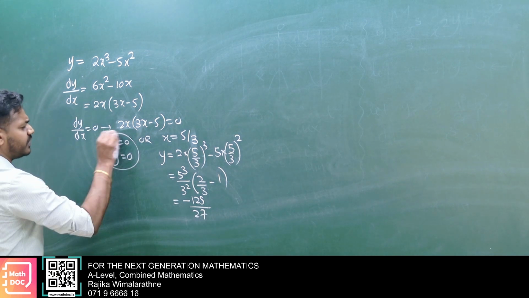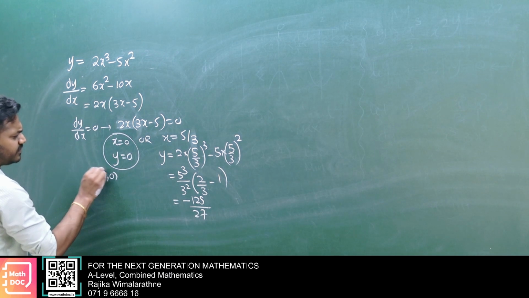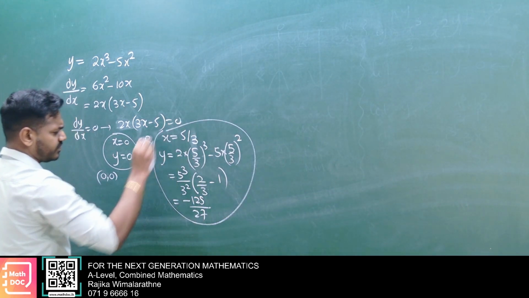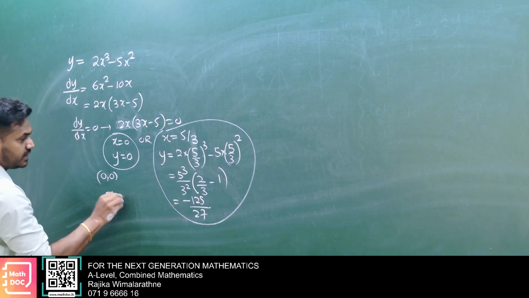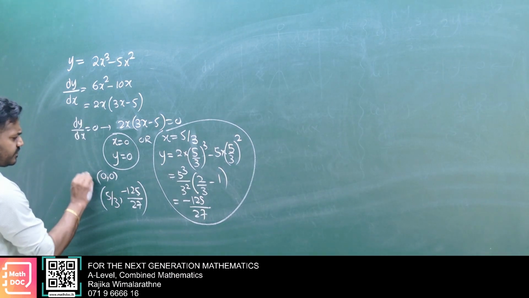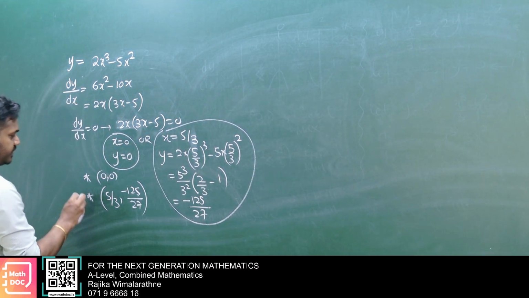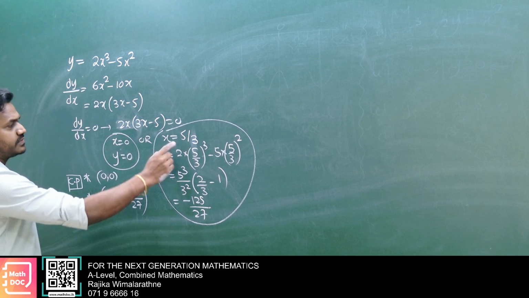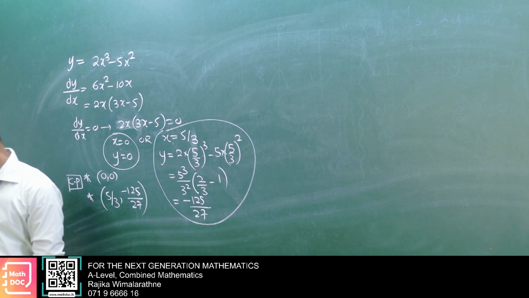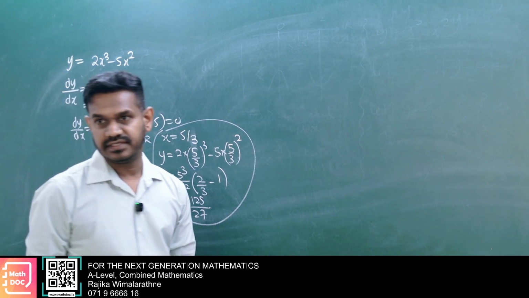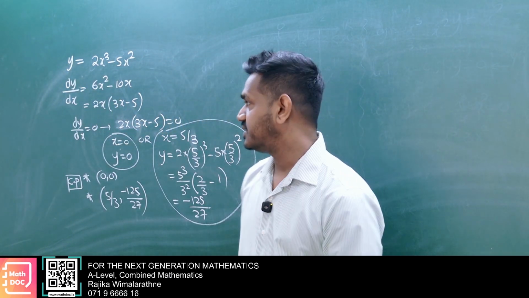By this we have the critical point 0, 0. By these two we have the critical point 5 thirds, comma minus 125 over 27. These are the two critical points, two critical values. Only the function will change, the procedure won't change. You have to practice really well, then it is very easy to get this mark.